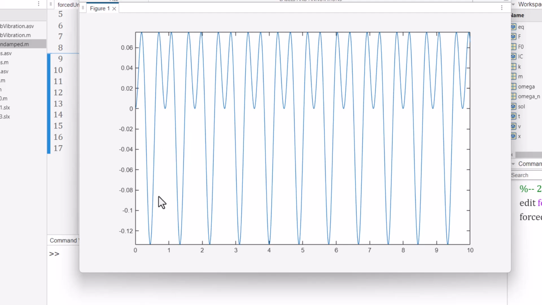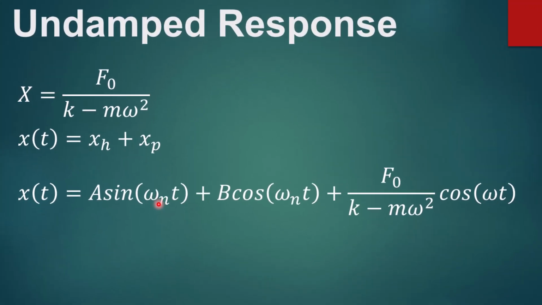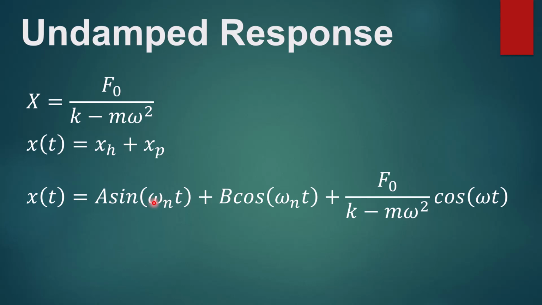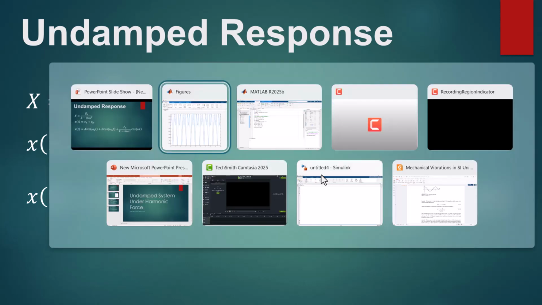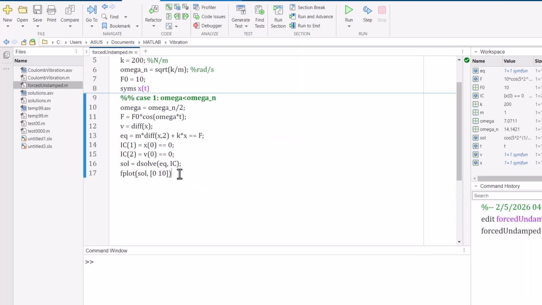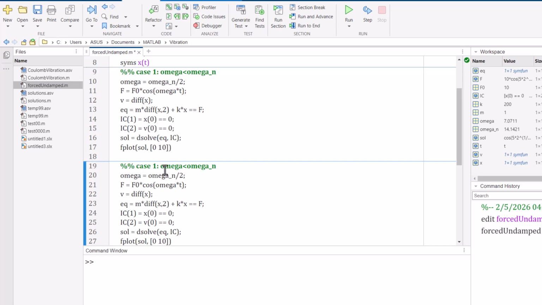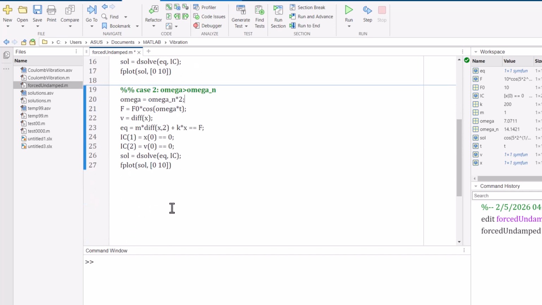Okay, so here is the response of the system, and you can see that it is the summation of 2 harmonic terms. One of them is, as I talked about it here, having a frequency equal to the natural frequency, and the other one is omega, which was the external force frequency. But for the second case, I change it to case 2, and here omega is bigger than omega n, and it is going to be multiplied by 2 instead of divided by 2.